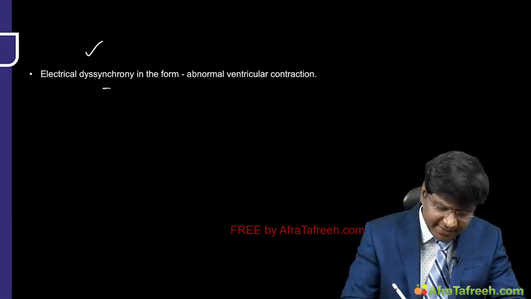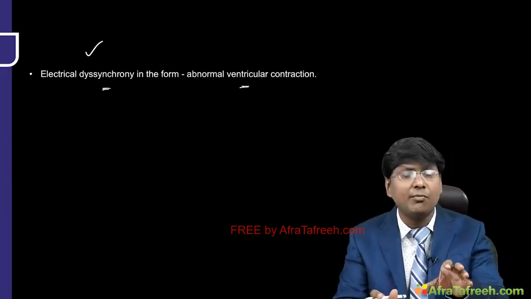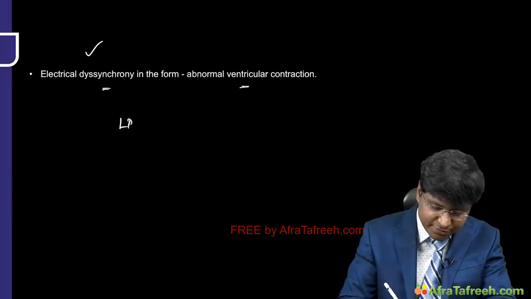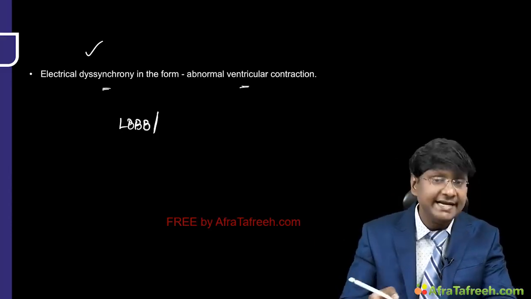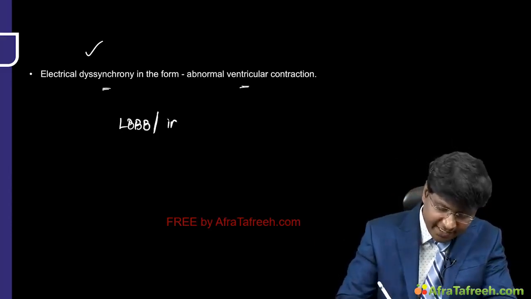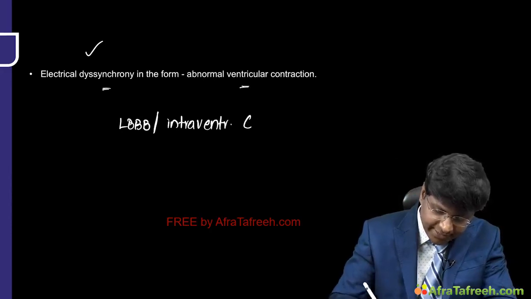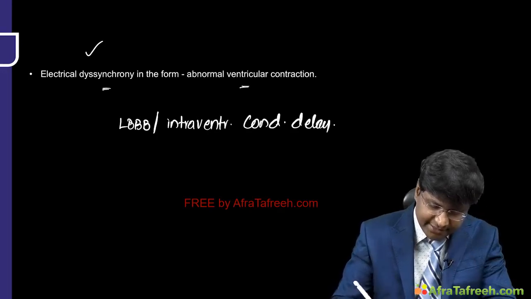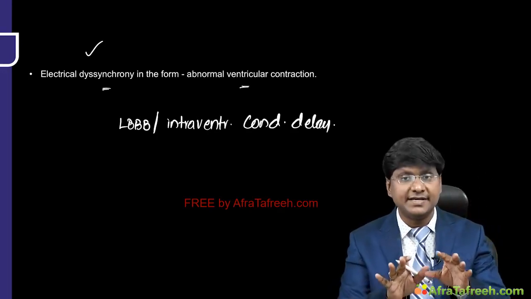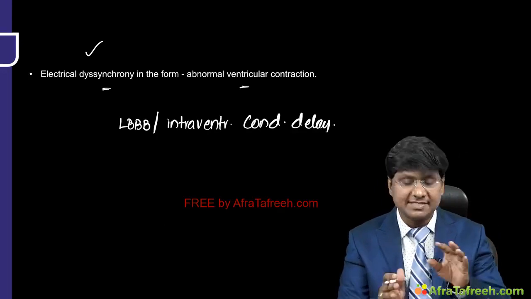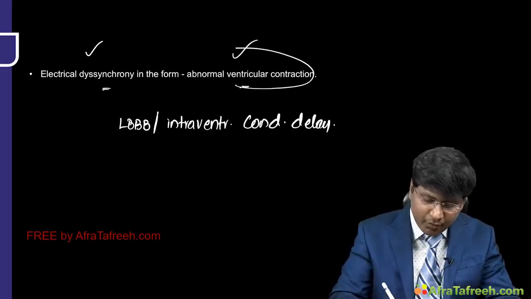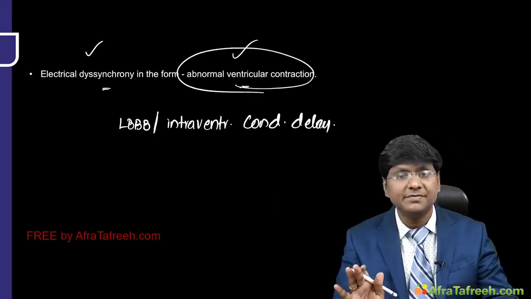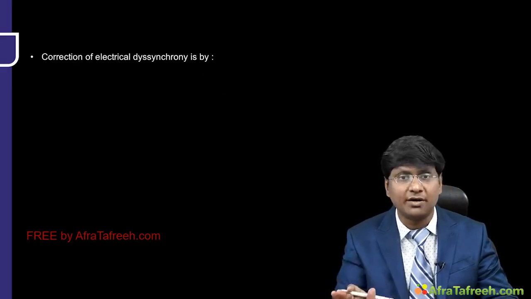The electrical dysynchrony is in the form of left bundle branch block or intraventricular conduction delay. These are the two forms of electrical dysynchrony that result in abnormal ventricular contraction.